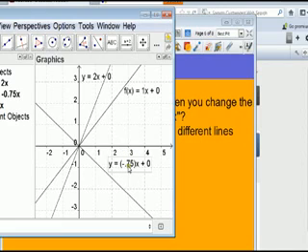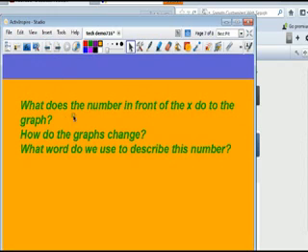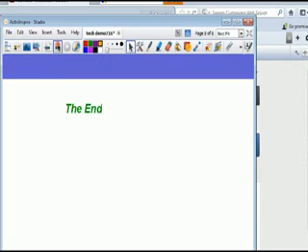Okay. Now, students can graph this using their own numbers, and they will be able to look at the graphs and see that in the equations the only thing that changes is the number that's in front of the x. And they'll be able to develop their own understanding of what that number does to the graph, how they change, and what word do we use to describe this number that's in front of the x. By using GeoGebra, students can develop their own understanding through their own explorations.